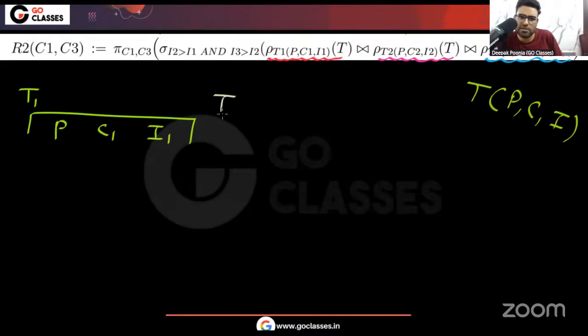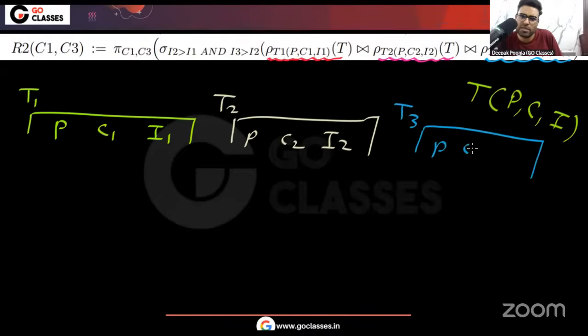And in T3 we have P, C3, I3. Correct. Now you can see we are doing the natural join. What does the natural join mean? See, I am doing the complete analysis, that is the reason I am taking time. But actually, this question will not take time if you solve it by yourself. I am just explaining every point, the meaning of every symbol, the meaning of every dot also.